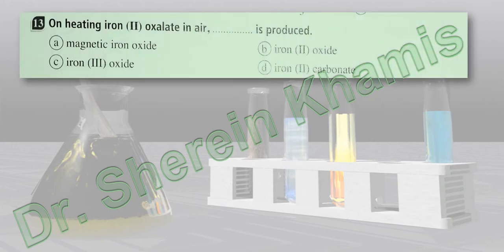Question number 13 says: on heating iron 2 oxalate in air. I think it's the second time that we have the same question. On heating iron 2 oxalate in air, what will be produced? The right answer will be iron 3 oxide. Due to heating, we get iron 3 oxide.